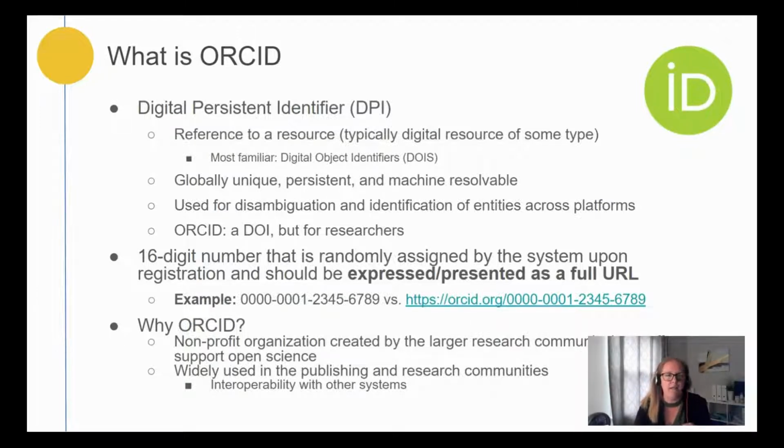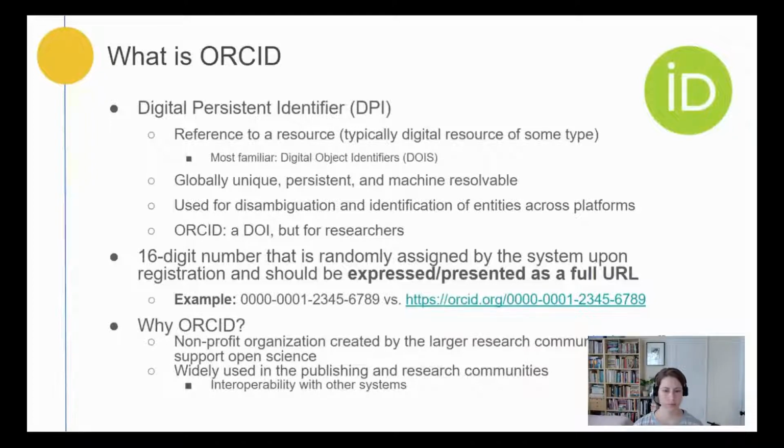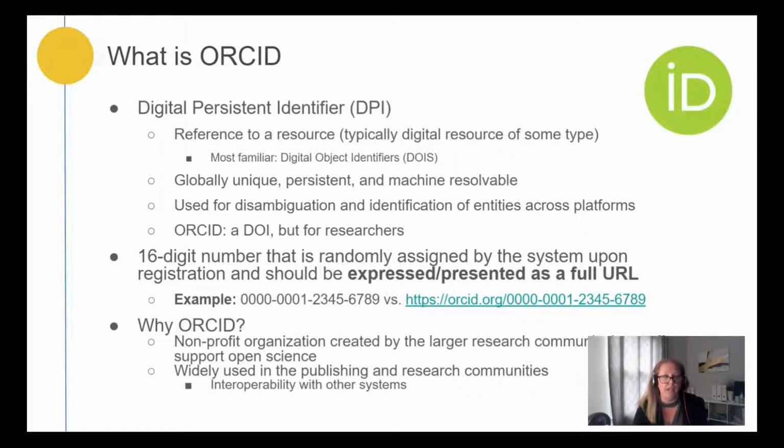DPIs are globally unique, persistent, and machine resolvable. They are most often used for disambiguation and identification across multiple platforms. ORCID specifically functions like a DOI, but it's for researchers, for people, as opposed to a publication or a data set or software. An ORCID is a 16-digit number. It's randomly assigned by the system and generated upon registration, and it should be expressed as a full URL.